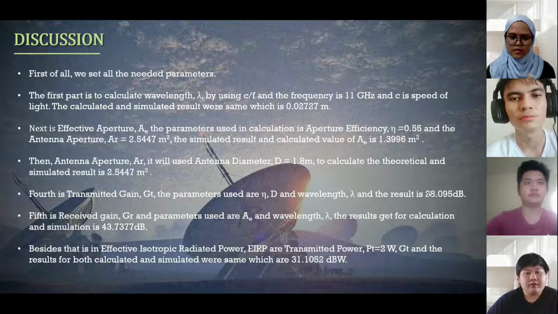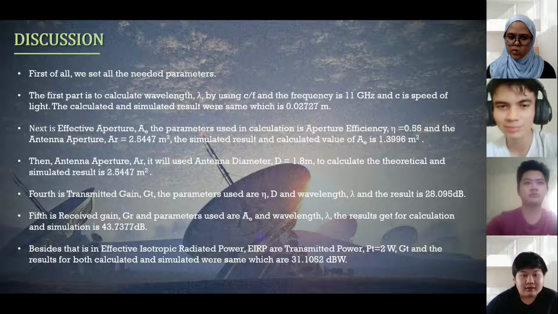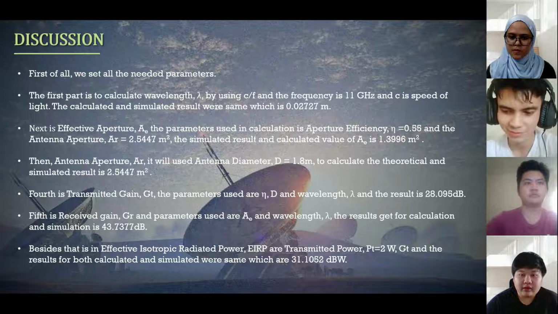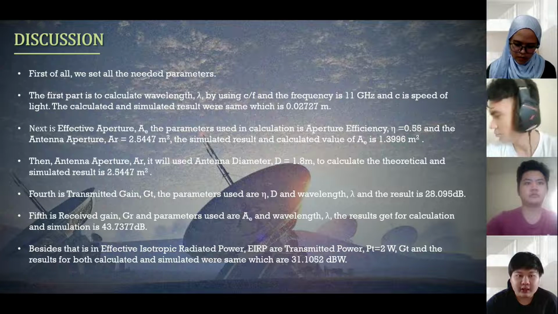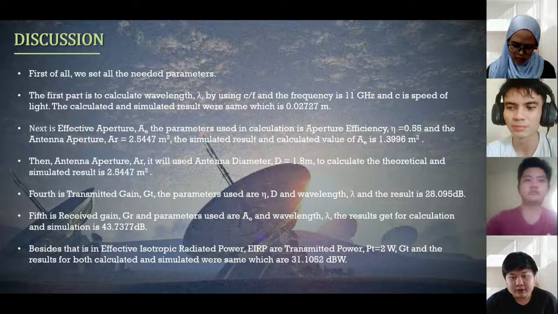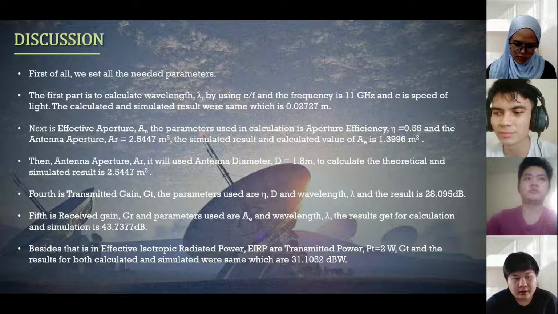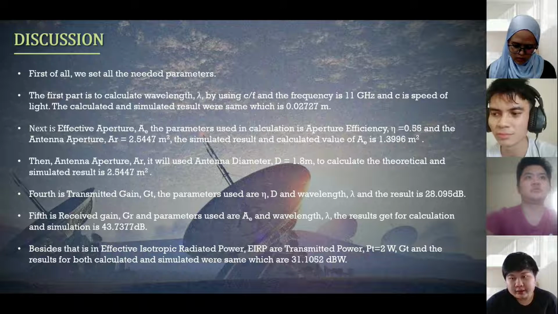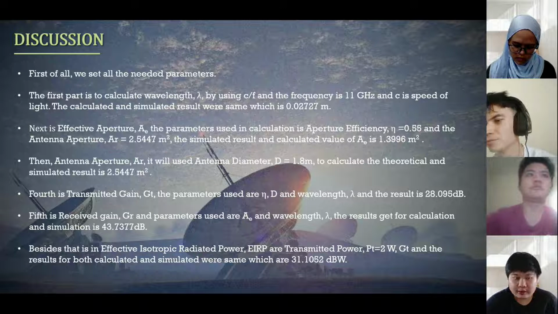So next I will discuss the discussion. First of all, we set all the needed parameters. Then we calculate the wavelength by using C over F, and the frequency is 11 GHz. C is the speed of light. Then we get the result, which is 0.02727 meter. Then next is the effective aperture. We use the aperture efficiency and the antenna aperture, and we calculate it. Then we get the effective aperture is 1.3996 meter squared.